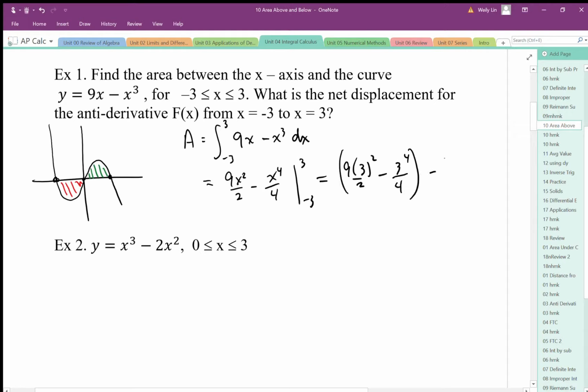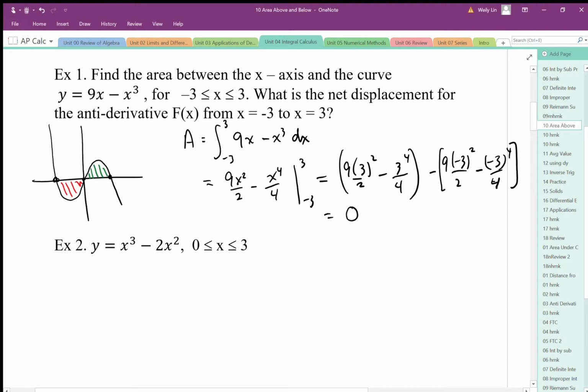minus, and we end up with 9 times negative 3 squared over 2. Well, those are going to cancel out. Then minus, it's going to be negative 3 to the power 4 over 4. Again, those will cancel out. That's going to be equivalent to that. They will cancel each other out. And so we end up with a net displacement of 0.